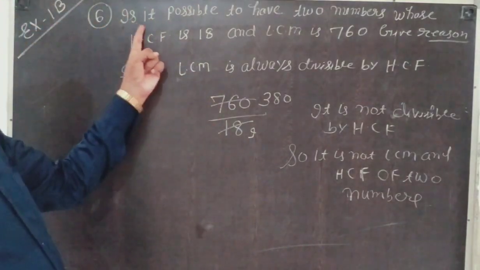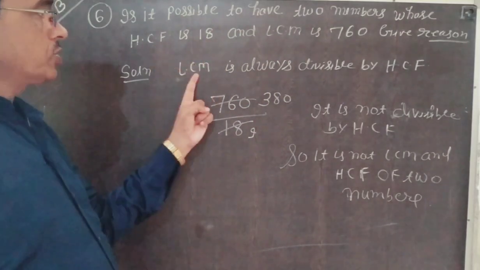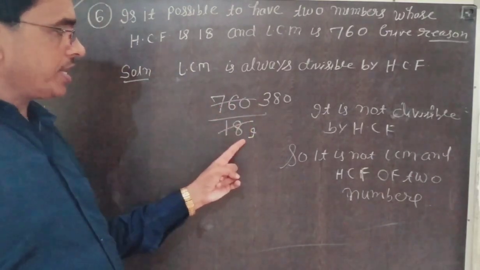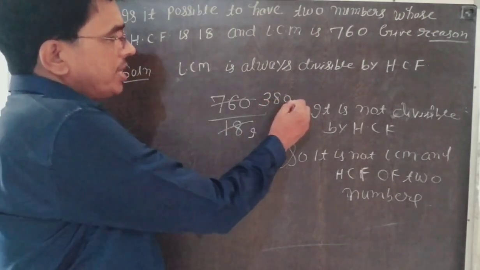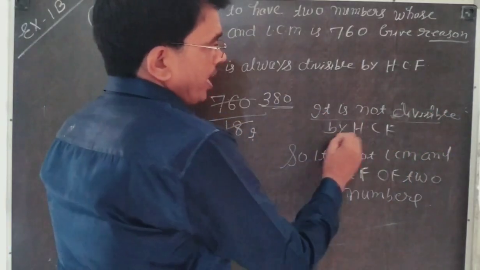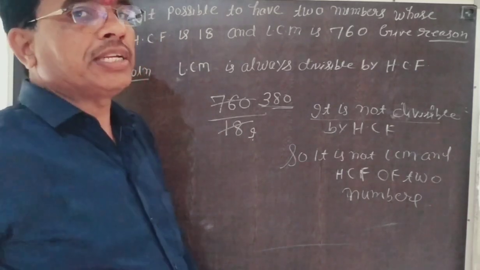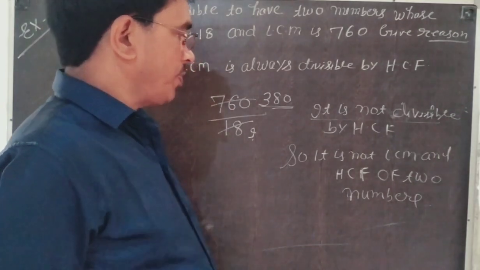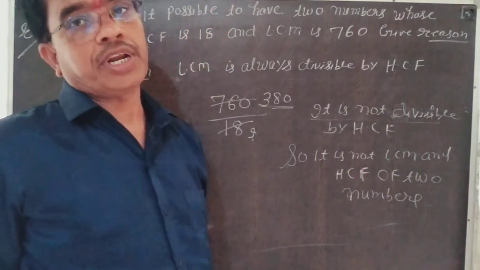So here is the question. The LCM is 760 and the HCF is 18. The LCM should always be divisible by the HCF. So I divide 760 by 18, dividing by 2, we get 380 and 9. But 380 divided by 9 leaves a remainder, so it is not divisible by 9, clearly not divisible by the HCF. And I told you that when the LCM is not divisible by the HCF, then it is clear that this LCM and HCF of two numbers is not possible. So it is not the LCM and HCF of two numbers.